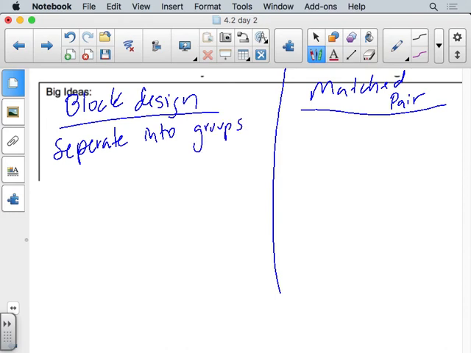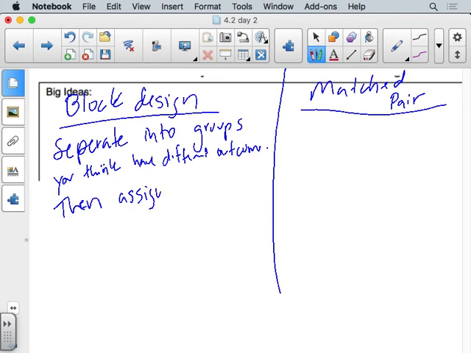So into groups you think have different outcomes, and then you carry out your experiment inside of those groups. So then assign treatments within each group and then compare.